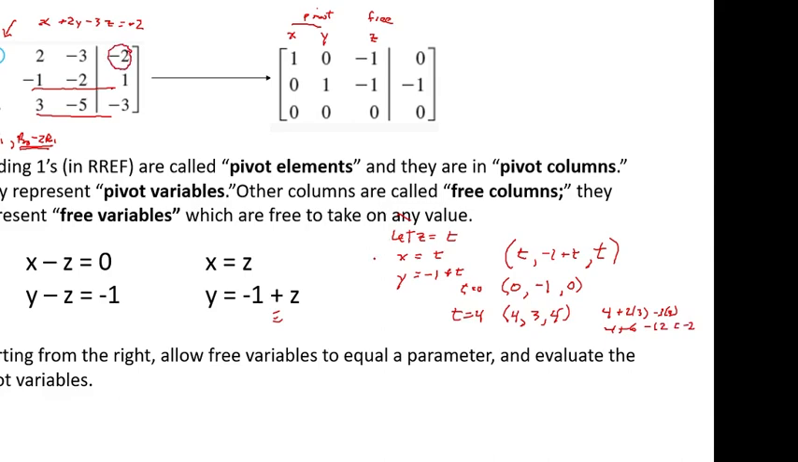So we have an infinite number of answers because you have an infinite number of values you could put in for t, including fractions and irrational numbers. Okay? So that's the parametric solution to that system of equations. It has an infinite number of solutions. All zeros at the bottom is fine.